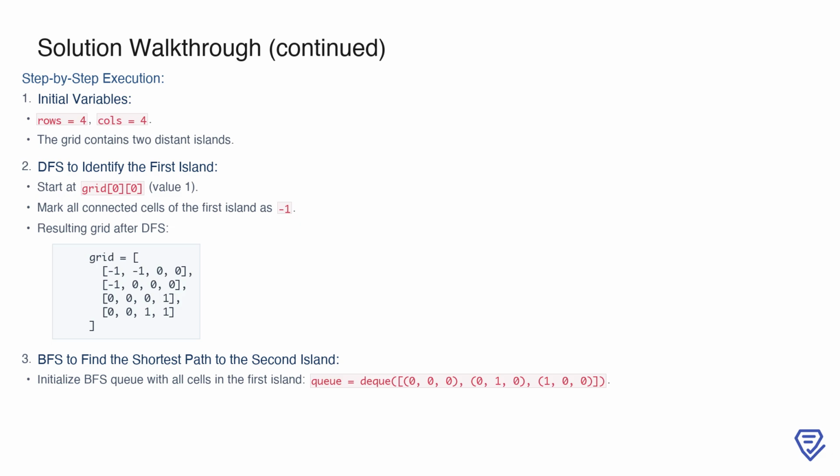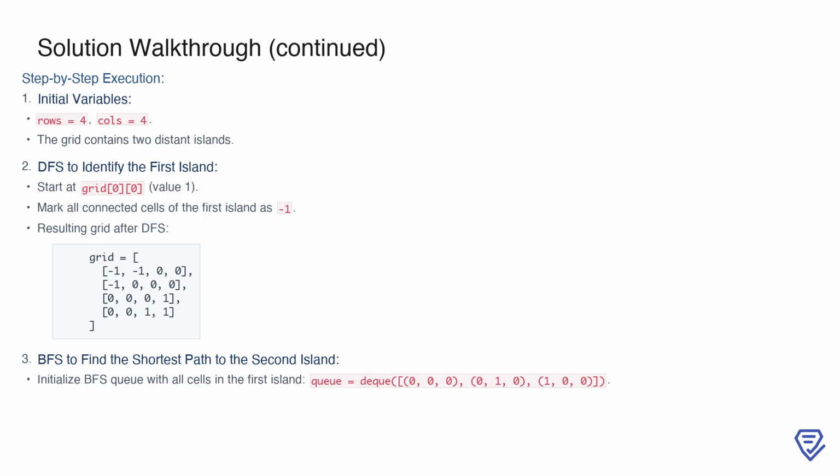As before, we start by initializing the variables rows and cols, both set to 4. Using DFS, we identify the first island, beginning at grid[0][0]. All connected cells that belong to the first island are marked as -1. This includes grid[0][1] and grid[1][0], which are connected directly to grid[0][0].